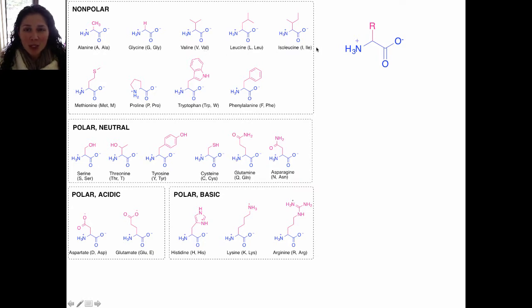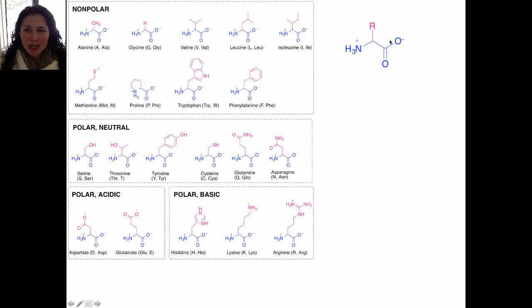You'll want to get familiar with the structures of each of these amino acids, their names, and their different abbreviations in the one-letter abbreviation or the three-letter abbreviation. But you should always have a chart ready to help you so that you don't have to memorize these things.